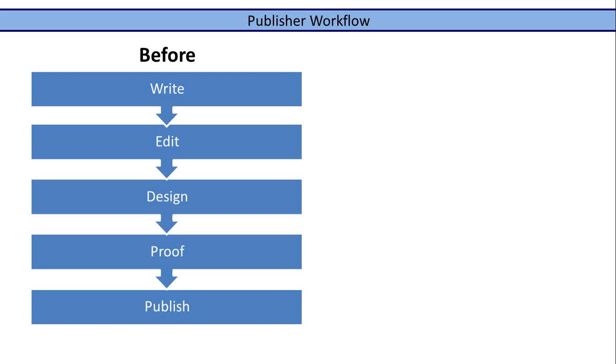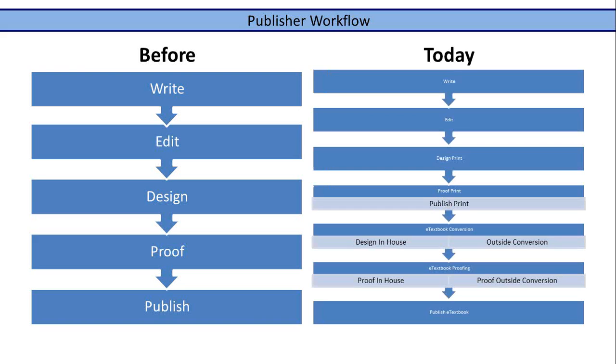So this was our process before. Somebody would write the book, and someone in-house would edit the book. We would design it, it would be proofed, and then it would be published. Well, today it's much more complex. The same first few steps are there: write, edit, and design. Then the printed book is proofed. But then we need to convert the printed book into an e-book. So then it's either designed in-house or it's sent to an outside conversion team. And whether it's designed in-house or sent outside, we then need to proof it in-house. And of course that takes a lot of time because in the conversion process there can be a lot of errors that occur by converting the book.